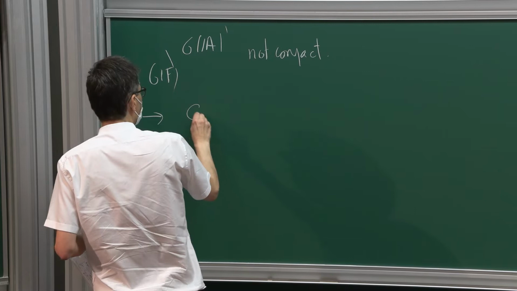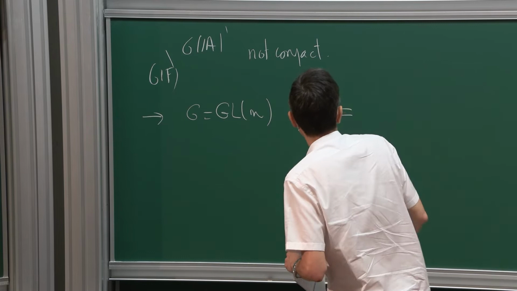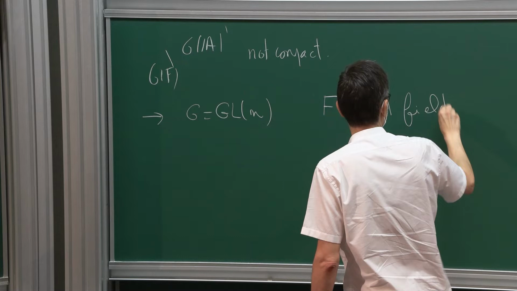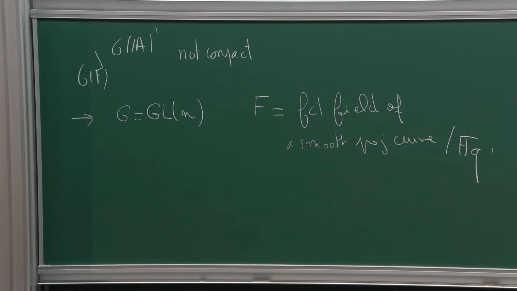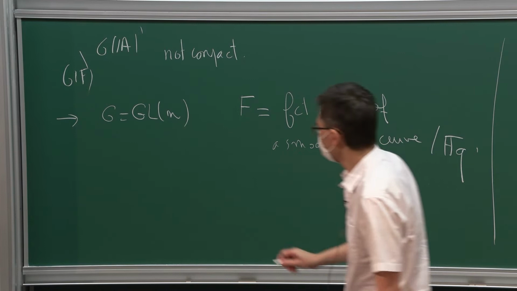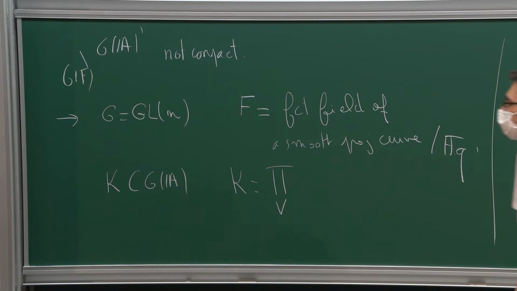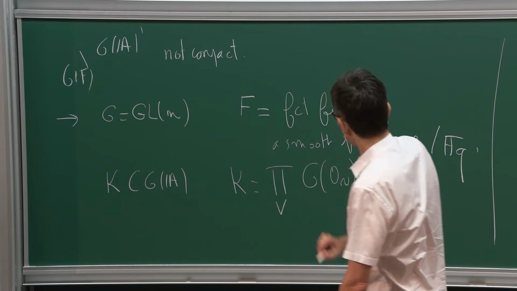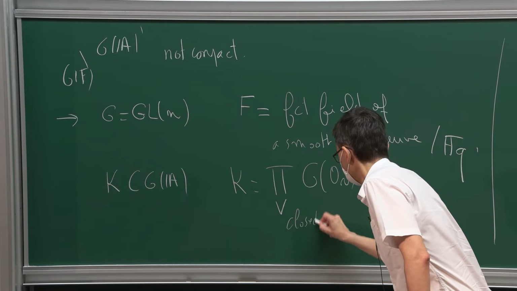So let me look at the group G = GL_N, and I will consider, for the moment, F a function field of a smooth projective curve over a finite field. Okay, so I will consider K, a maximal compact subgroup in G(A_F). Here K is the product over all closed points v of C of G(O_v), where O_v is the completion of the local ring at v. So this is a closed point, or the places if you prefer. Okay, so this is a maximal compact subgroup.